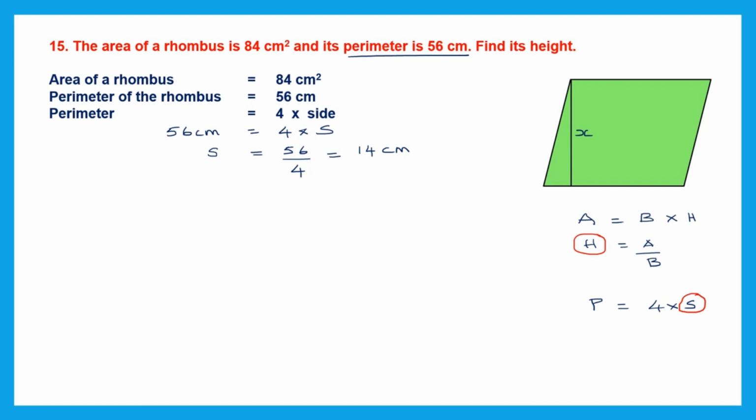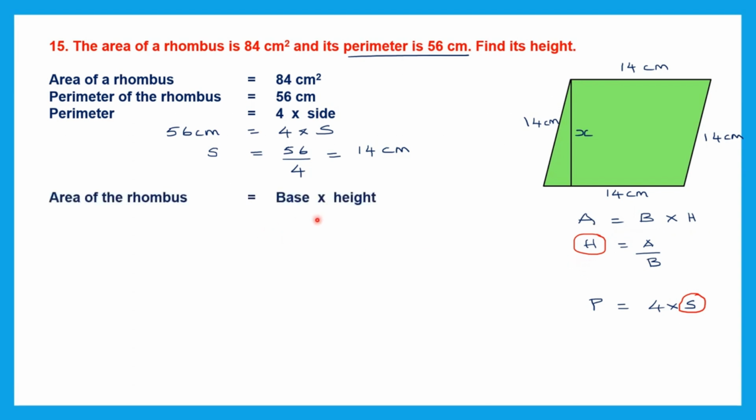So let's write the side everywhere. So here for this rhombus, the side is 14 centimeters. Can you see that? This is 14 centimeters on all sides. Now we have the base. So with the help of the formula for area, base into height, we can find the height. So let's begin that part.